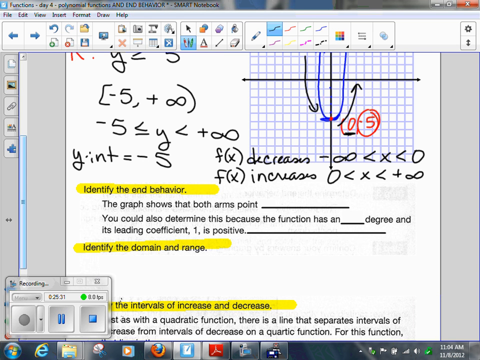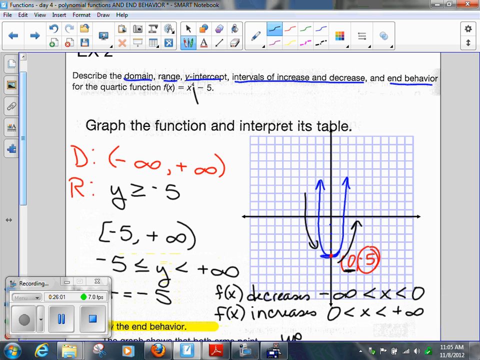Now, end behavior. Folks, look at the end behavior. It says the graph shows, and this is just common sense, both arms of this function point where? Up. That's all. Both arms point up. It says you could also determine this because the function has a blank degree. Look at the function. It was x to the fourth, wasn't it?